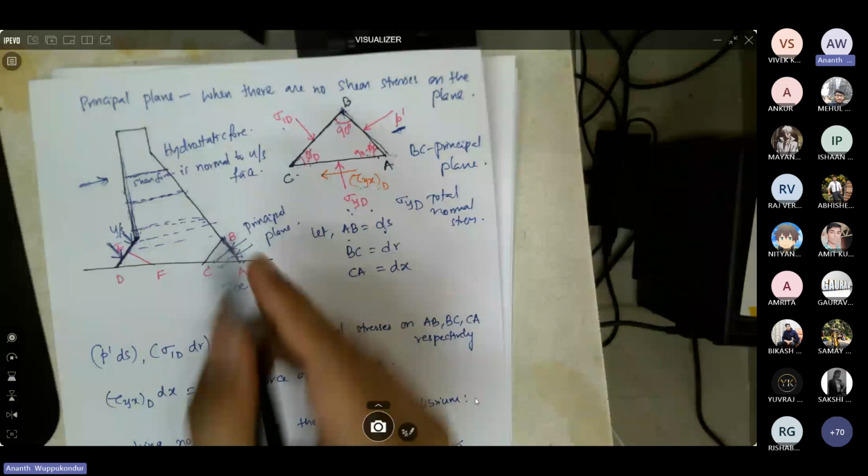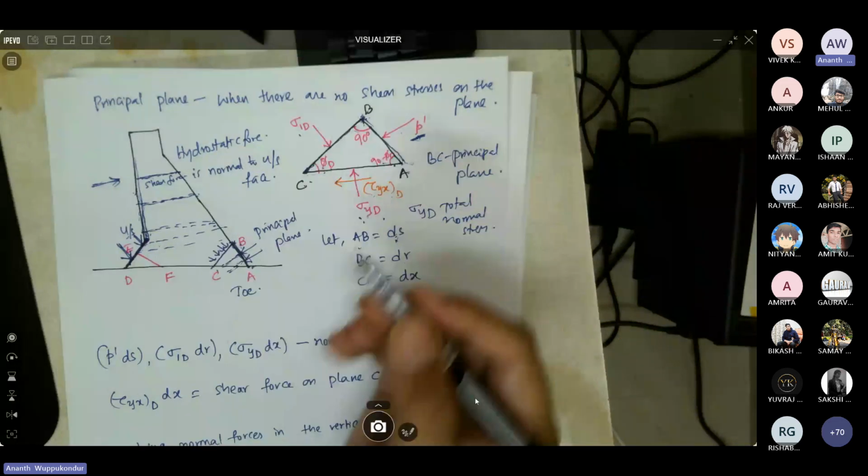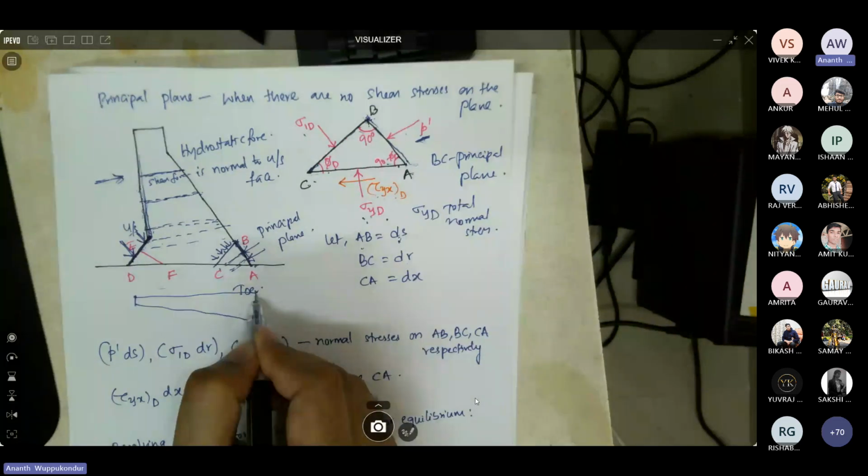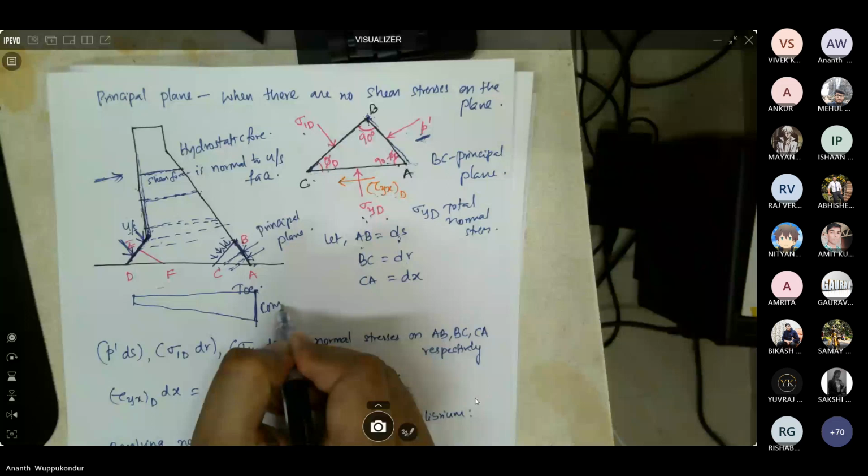is always higher than the compression or tension at this location. So the principal stresses are higher than the compression stresses at the toe.